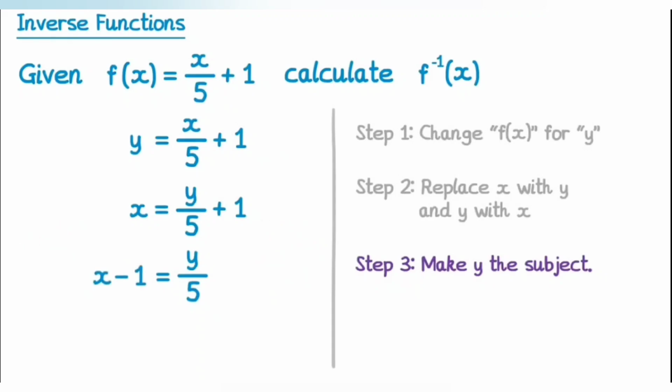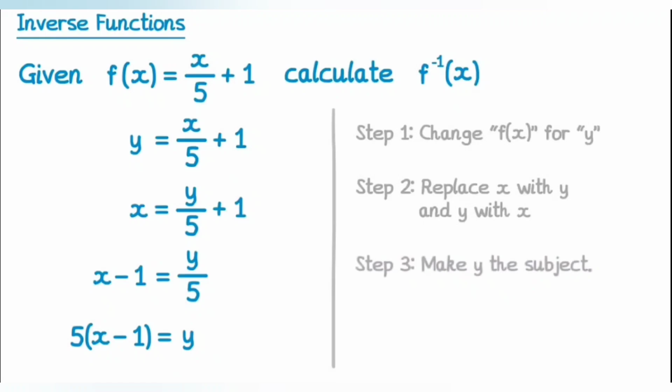And then I have y over 5, so I can multiply by 5 on both sides. On the right-hand side, this will cancel the 5 to give me just y. And on the left-hand side, I've got x minus 1 there, and I need to multiply this all by 5. The best way to do this will be to put it inside a bracket, and then multiply by 5.